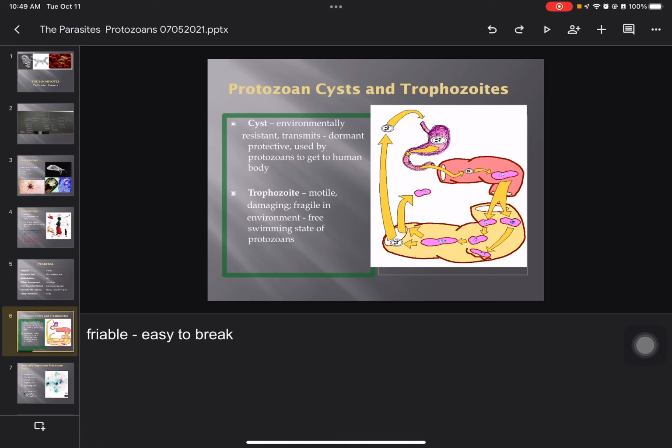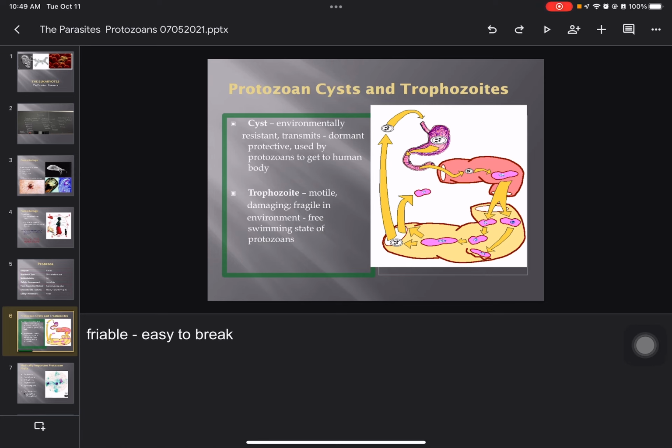So at some point, Eric, some of those trophozoites will actually form a cyst again and then be released into the environment. That's what you see there at the end, in the end of the large intestines, and out the anus. And so that's how it happens the whole time.